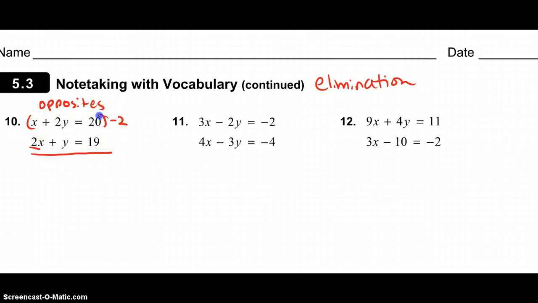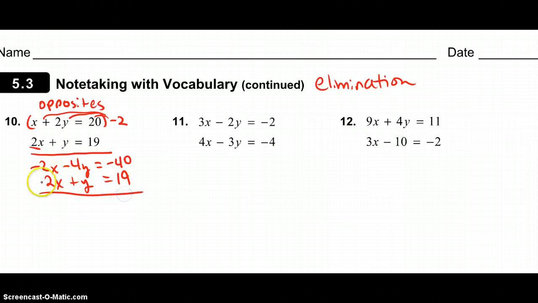So when you do that, don't forget to distribute everywhere. So negative 2x, negative 4y, equals negative 40. The bottom equation looks fine. It already had a positive 2. And now we have our opposites. When we add the equations together, they will cancel.